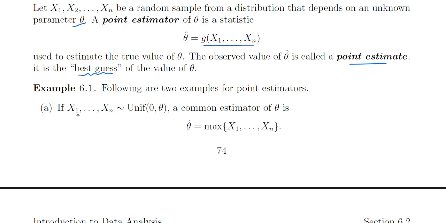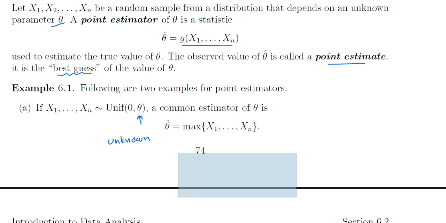Suppose we have collected x1, x2 to xn data coming from a population with a uniform distribution. We know that it's between 0 and theta. Theta is the upper limit, which is unknown, where values are equally likely. Lower limit is 0, upper limit is theta, which is unknown. A common estimate for the upper limit is the maximum of the observed data points.